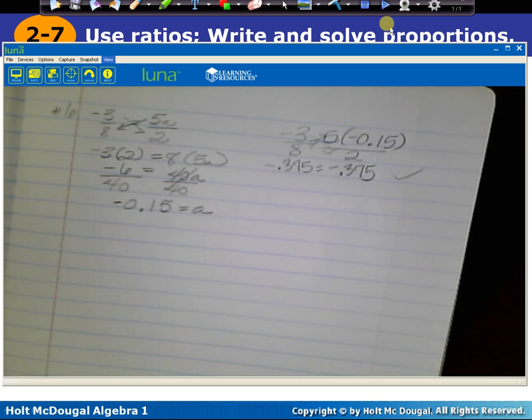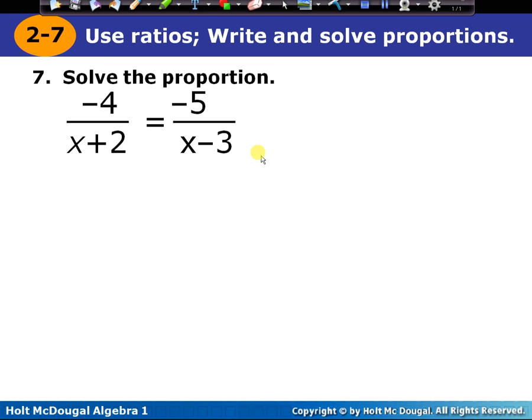All right, you're good. All right, go ahead and write down number 7. It's negative 4 over x plus 2 equals negative 5 over x minus 3. That's our proportion. To solve, again, we're going to cross multiply just like we have been doing, or use cross products.